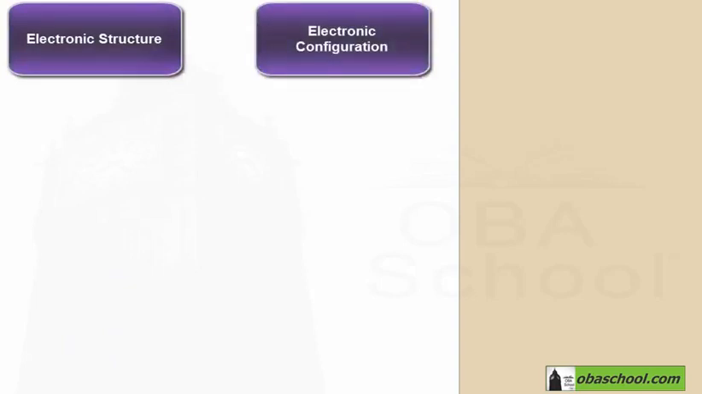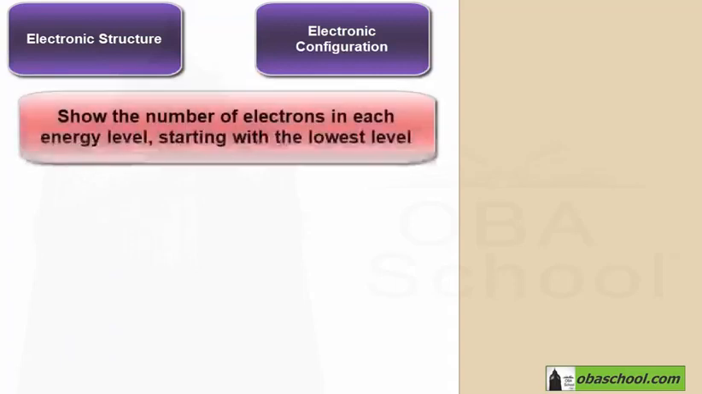Moreover, we can represent the arrangement of electrons in an atom using a shorthand which is called the electronic structure or the electronic configuration. This way, we show the number of electrons in each energy level starting with the lowest level and upwards. Then for helium, we write 2 since it has 2 electrons only present in the first and lowest energy level. Let's check the carbon atom.